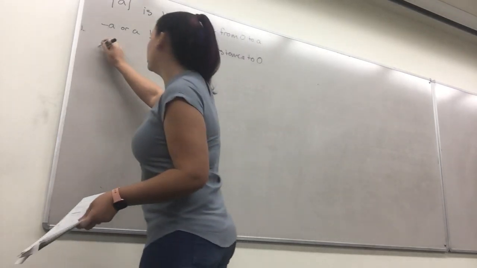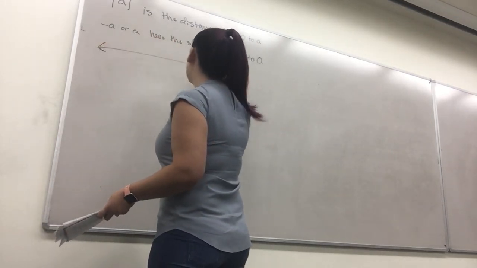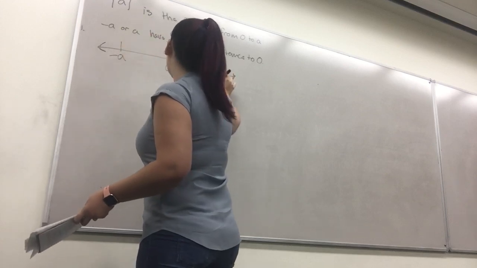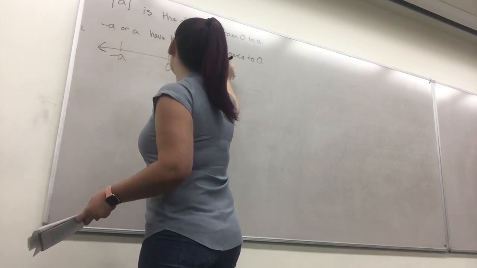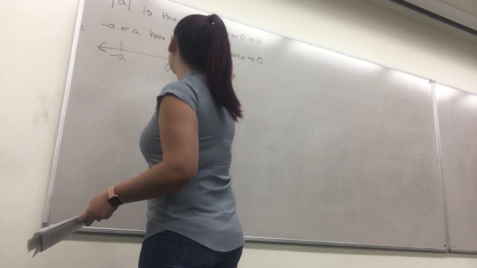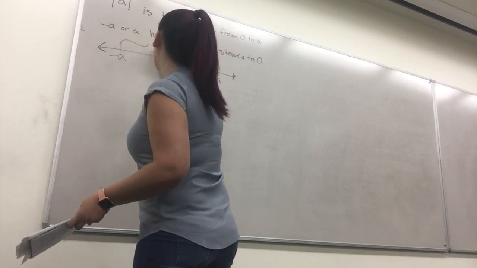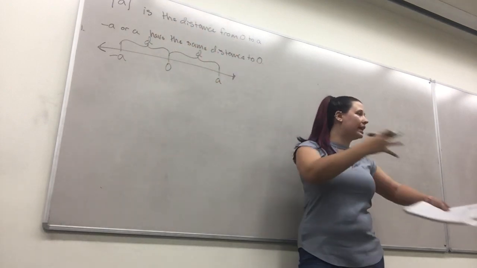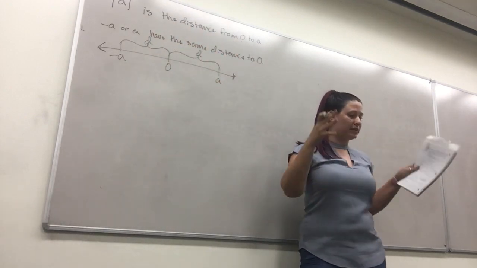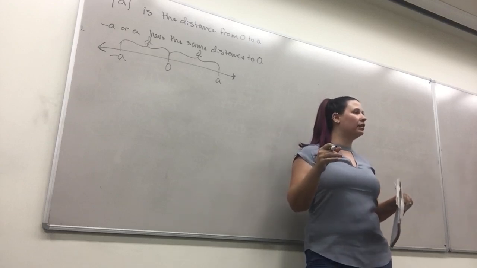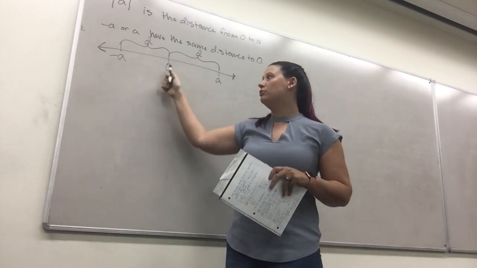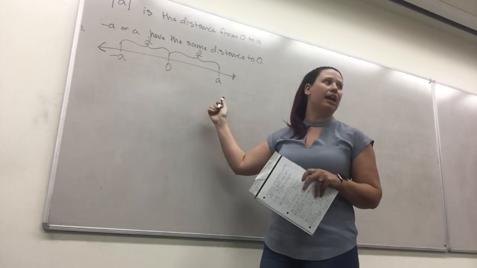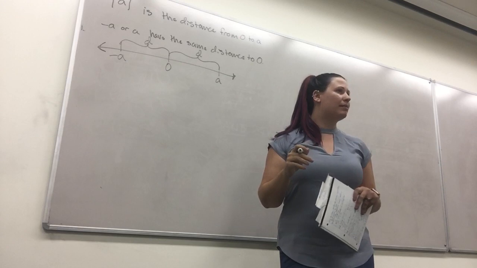Basically, if we think about it on a number line, we have 0, we have negative A, and A. This distance, right, is the same as this distance, because we don't care about negative or positive, we just care about the space measurement, right? So this is A units from A to 0, and again, A units from 0 to A. Okay? Does that make sense?